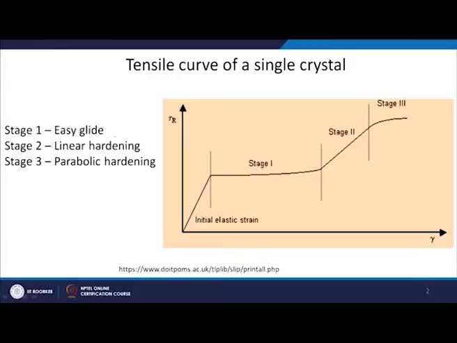Stage 1 is easy glide, meaning whichever plane has the maximum Schmid factor will of course take part in the deformation. All the deformation is right now taking place on those planes where the Schmid factor is highest, and the shear stress on those planes in that particular direction has reached the critical resolved shear stress. Then the deformation will take place. So, this is easy glide, where all the planes of that particular orientation are taking part in the slip process. And then you have a linear hardening.